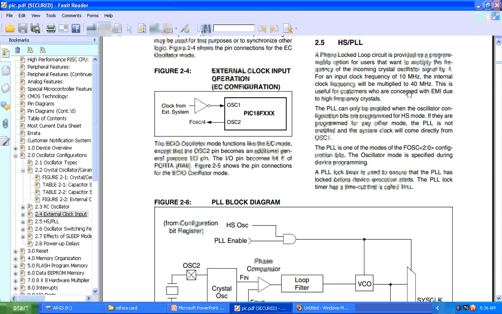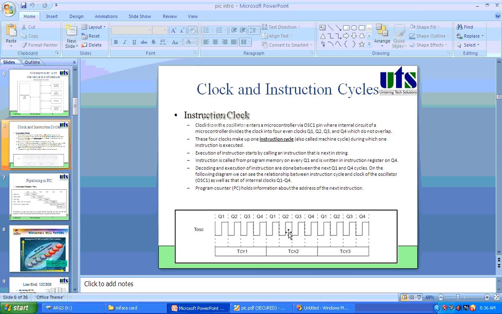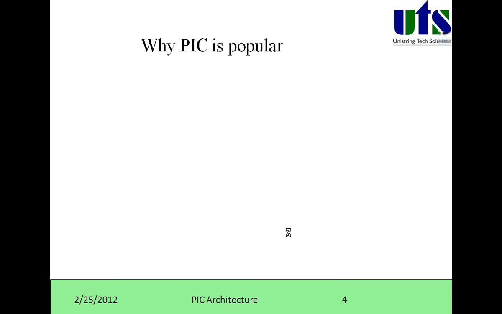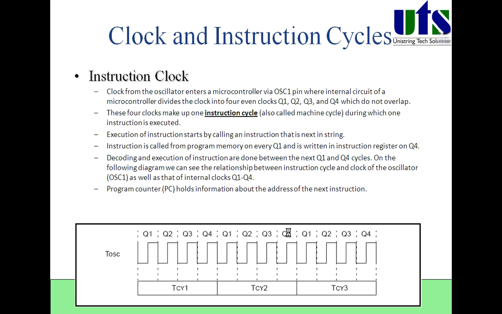That means if you enable the PLL, it will work with 40 MHz, and this 40 MHz will again be divided into 4 clock cycles. In these 4 clock cycles, the instruction may be executed. That means all of fetch, decode and execute. Suppose one instruction is fetching; now we'll see in the next class how they are executing.